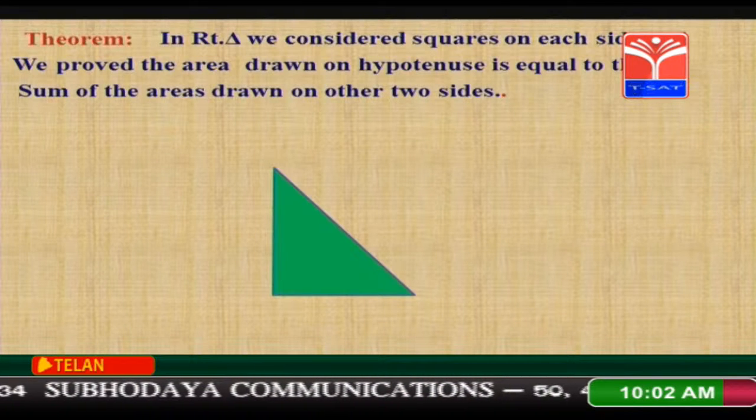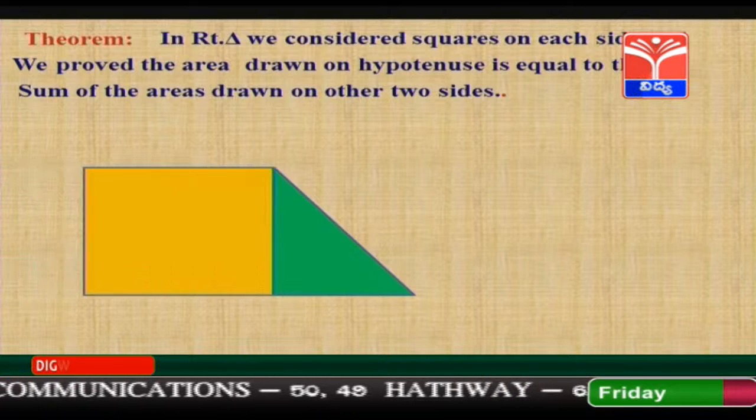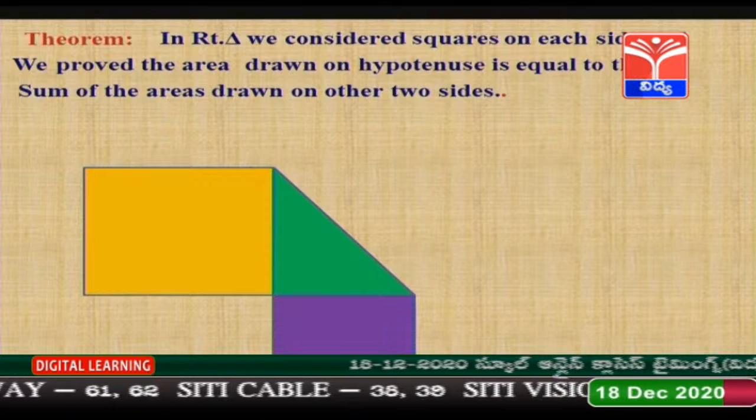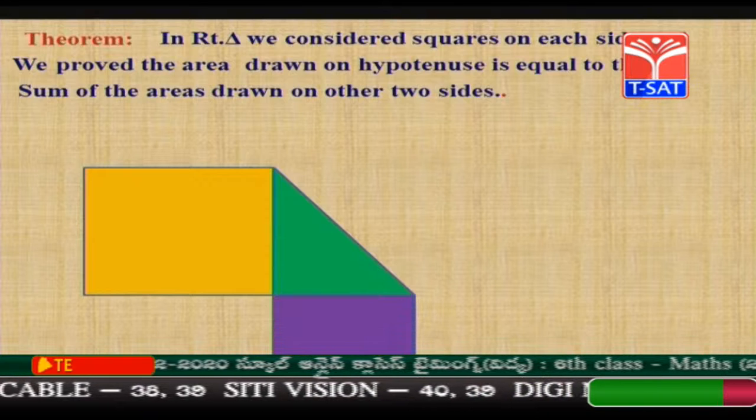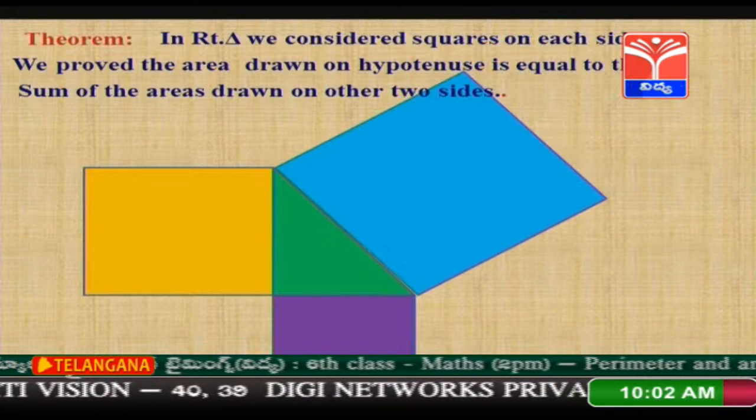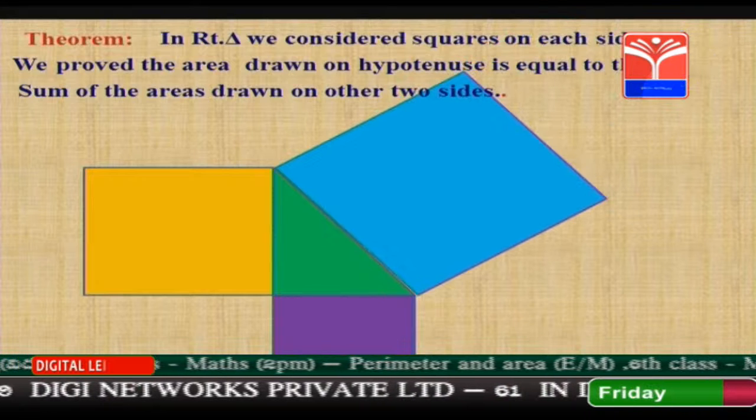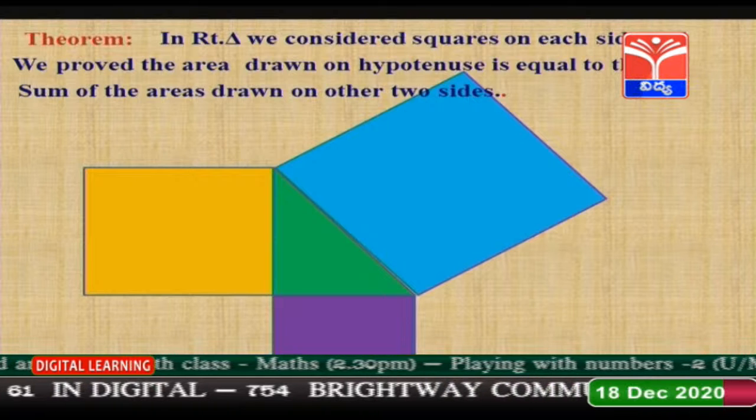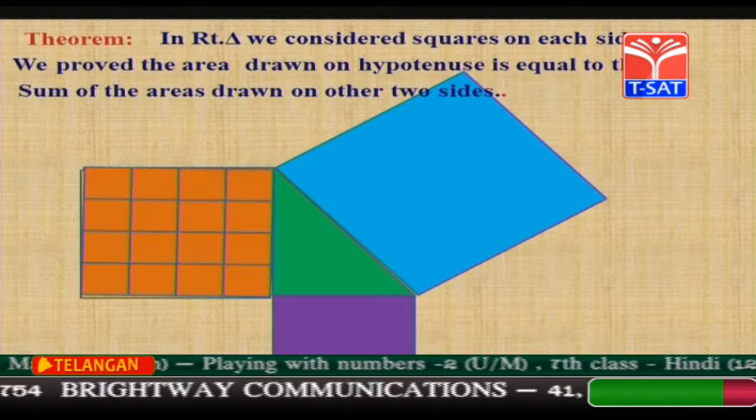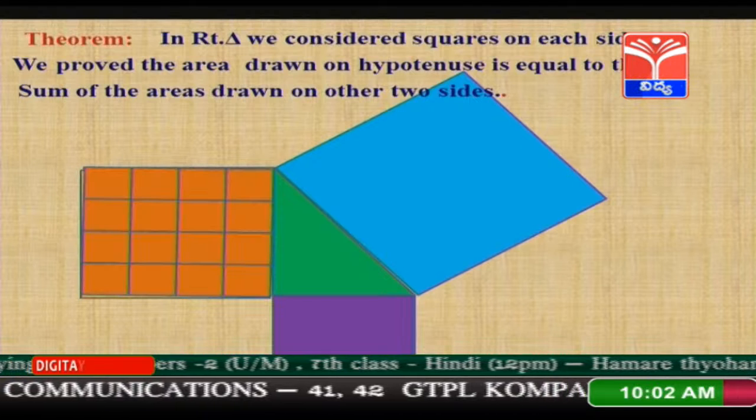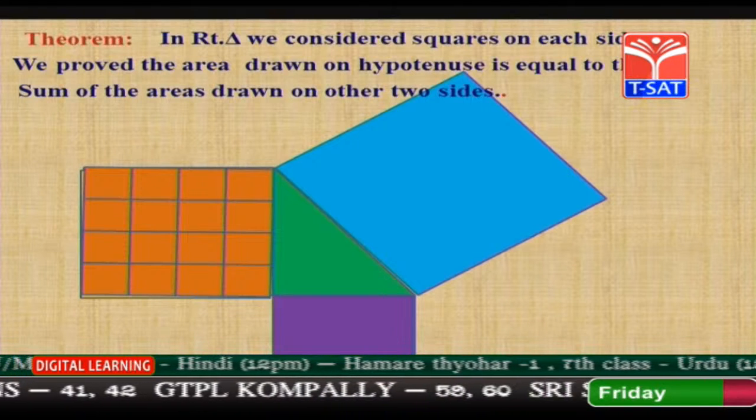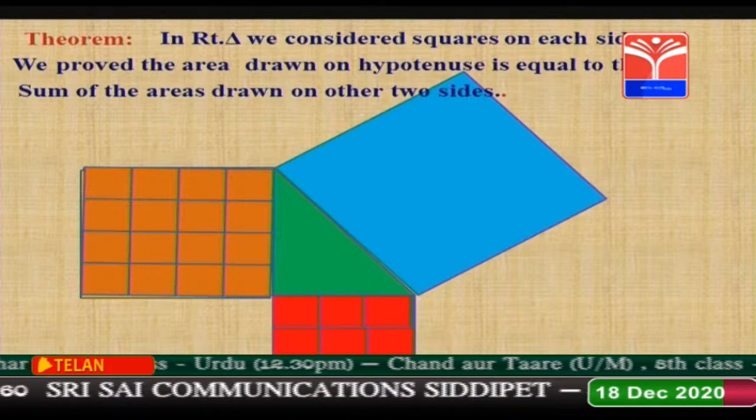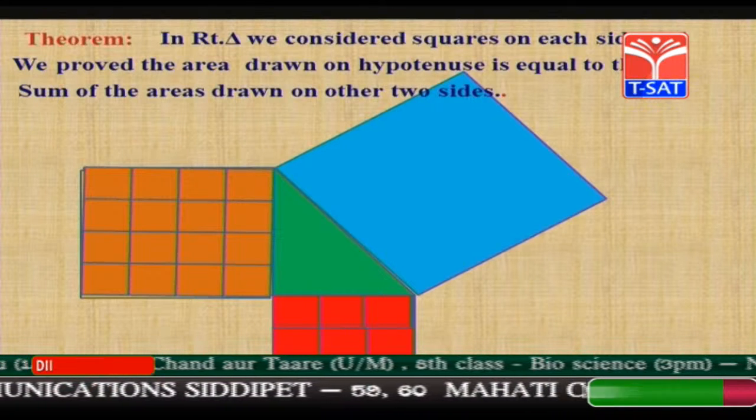See, this is a right angle triangle, a square on the opposite side and another square on the adjacent side and one more square on the hypotenuse. Now, I am dividing each square into unit squares, so that we can easily find the area of each square. See, now it is divided into unit squares, that is 16 squares are present there. In this square also I divided the entire space into unit squares.